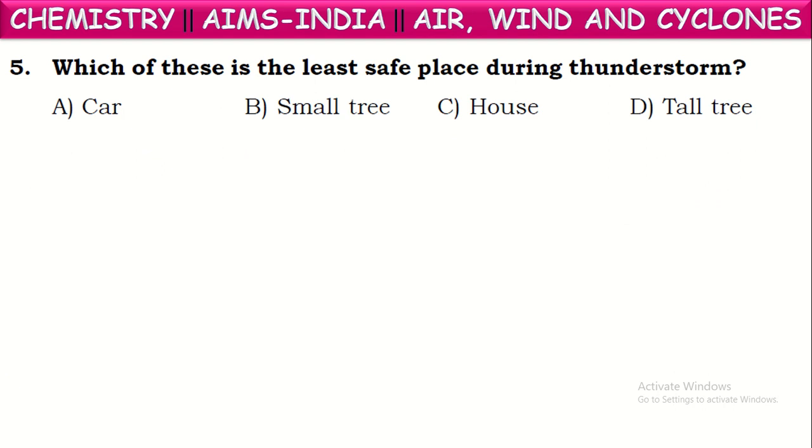Next, which of these is the least safe place during thunderstorms? Where should we not stand while a thunderstorm is occurring? Which is not a safe place? Say car, small tree, house, tall tree. Out of these all, the only safe place is a house. These three are not safe actually, but the least safe place is a tall tree. Because in the rainy time, these tall trees may attract thunderstorms. So it is not safe to stand under a tall tree.